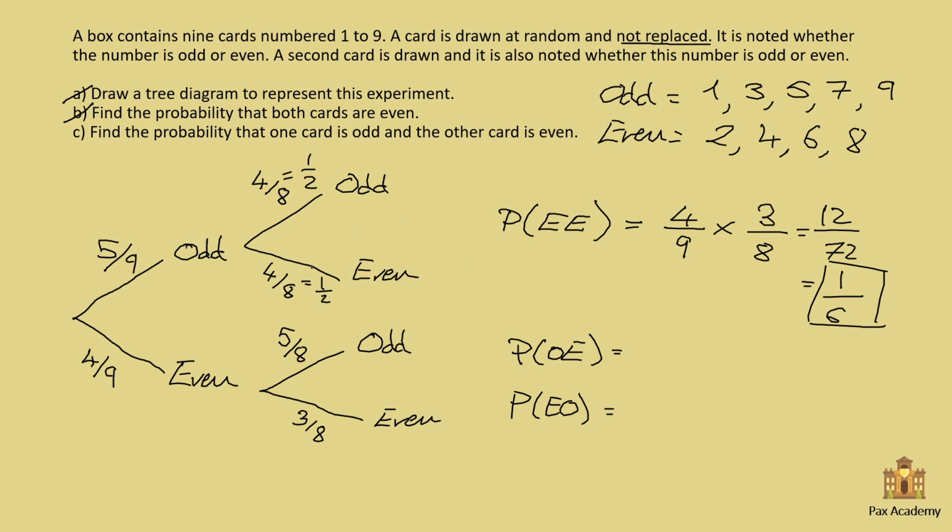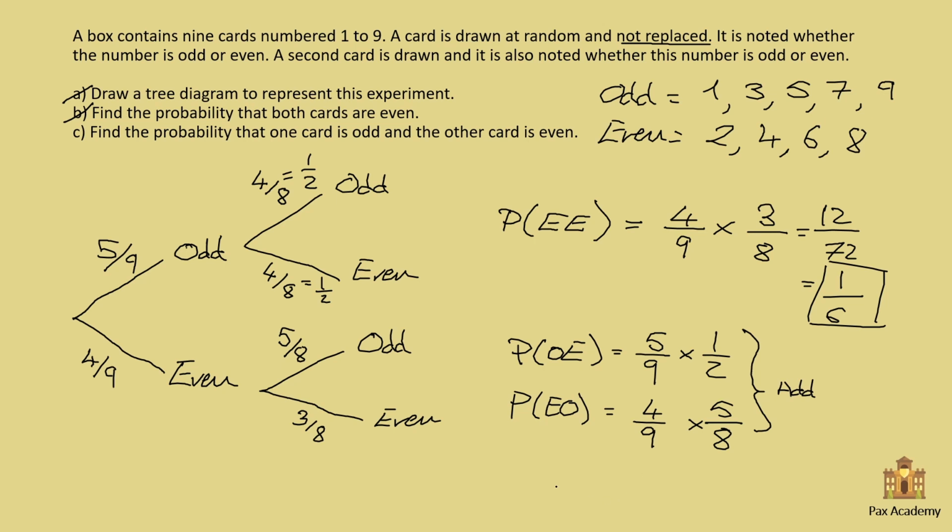So first odd and then even, as you can see, is first we come here and then even. So this is going to be 5/9 times 1/2. And then the probability of getting even and then odd is 4/9, if we look at the tree diagram, times getting an odd card, which is 5/8. Okay? And so then we need to add these up. Okay? These two events. Okay?